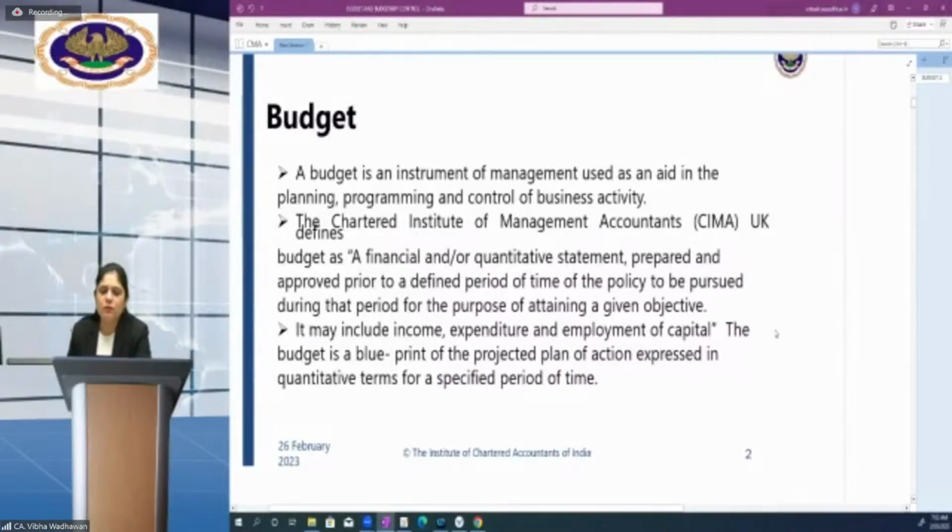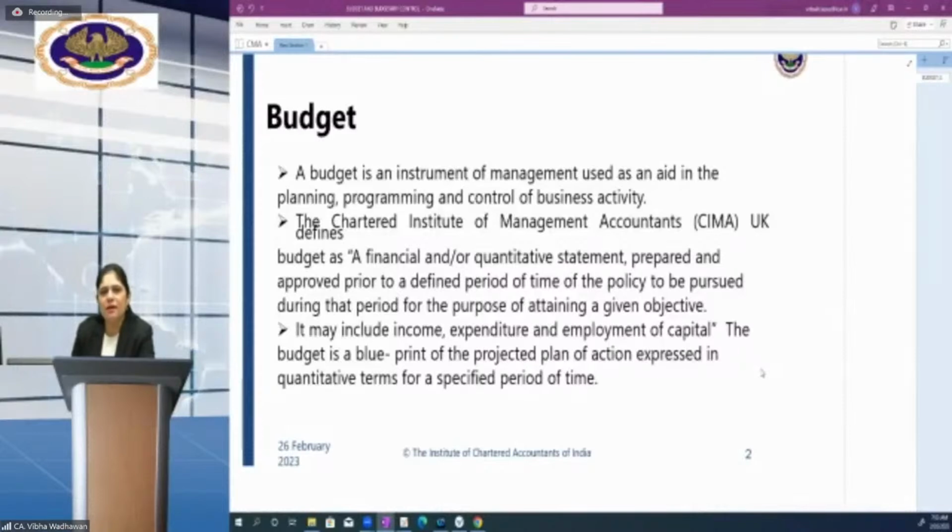It may include income, expenditure, and employment of capital. So the budget is a blueprint of the projected plan. Why projected? Because we make a plan of the future. That's why it's a projected plan of action expressed in quantitative terms for a specified period of time. So for a future period of time, for the next year or the next quarter or the next month or the next 2 years, whatever the plan is, the budget is prepared in advance. That's why it's called planning.